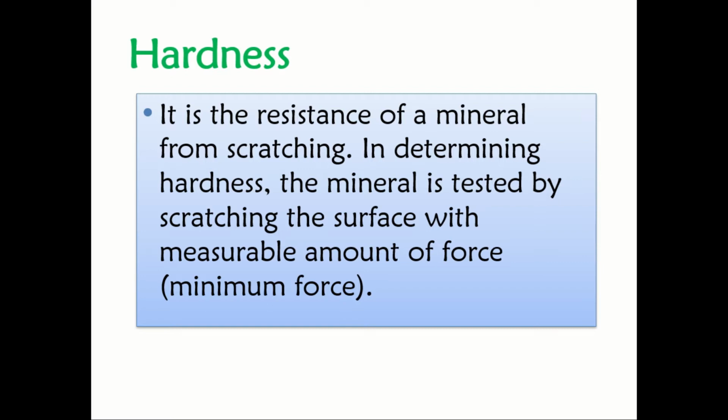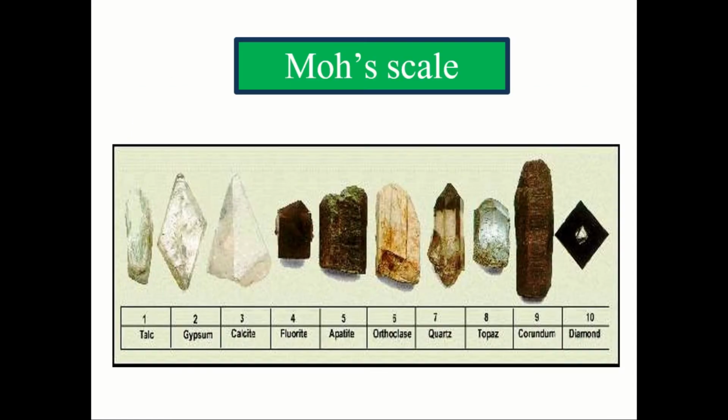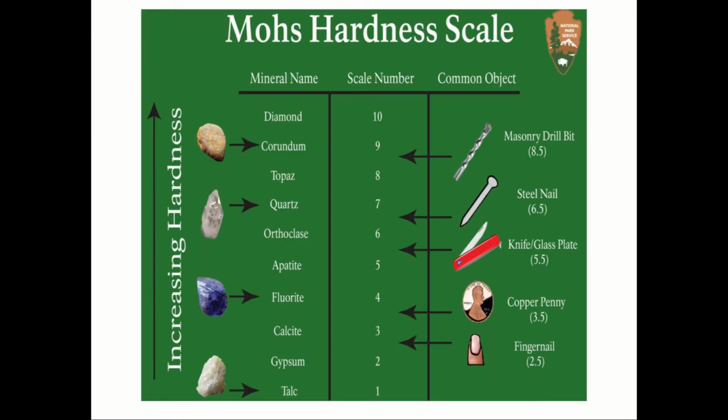So usually minimum force. Okay? So in finding the hardness, now we have what we call the Mohs scale, or the hardness scale. It's from 1 to 10, increasing hardness from 1 to 10. Of course, 1 is the lowest and 10 is the highest, or the hardest.